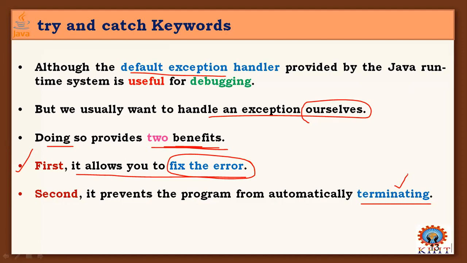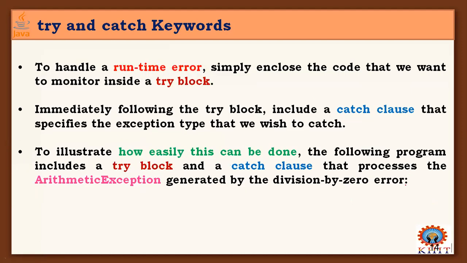What type of error is going to be generated, we can handle them, right? So this is the thing. To handle a runtime error, we know the try and catch blocks can be used to handle the exception. Simply enclose the code that we want to monitor inside a try block. Whatever exceptions may occur in our code, that part of the code should be maintained in the try block.